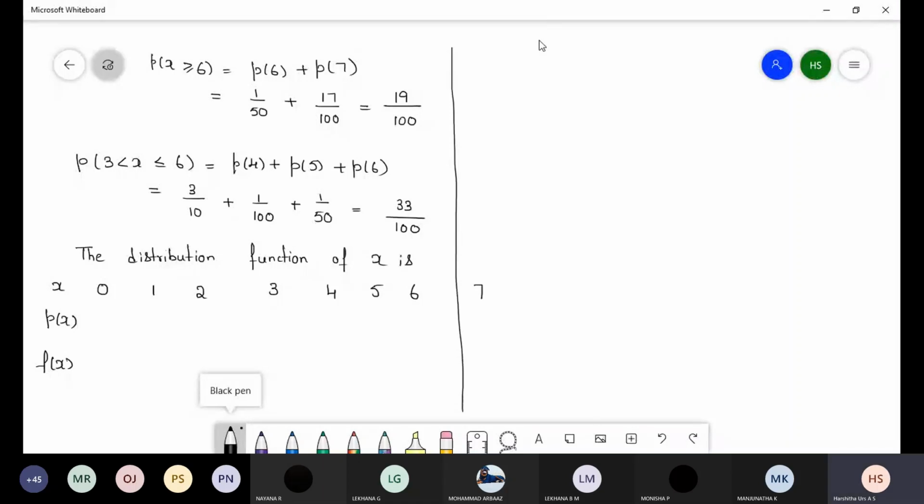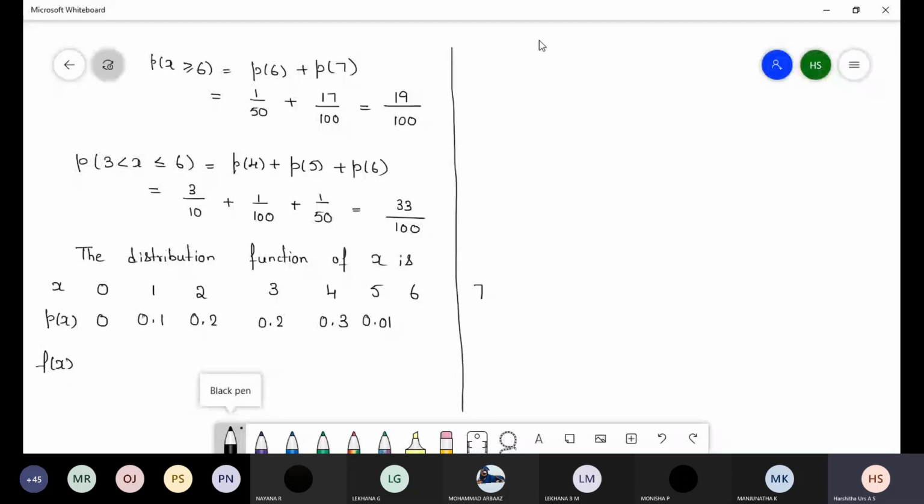P of x means, see the above table, here I will write 0, 1 by 10, 0.1, 2 by 10 is 0.2. Again here also 0.2. Next 3 by 10 means 0.3. 1 by 100 means 0.01. Again 1 by 50 means 0.02. 17 by 100 means 0.17.